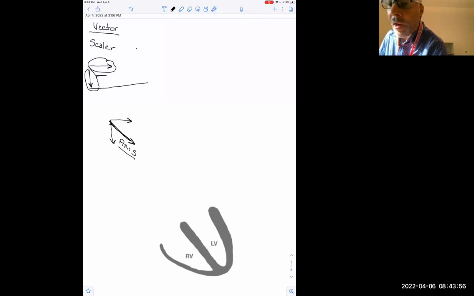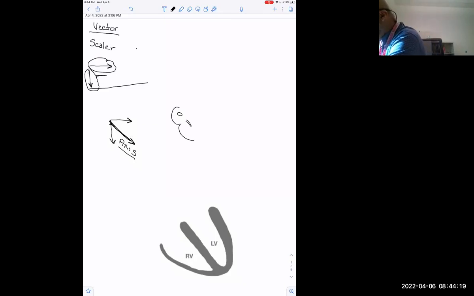So in our heart, we know that we have, let's talk a little bit again about the basic conduction system of the heart. We know that in the right atrium, we have the SA node, and then that goes down into the AV node.